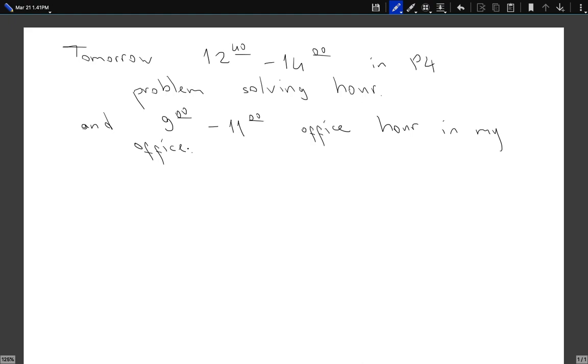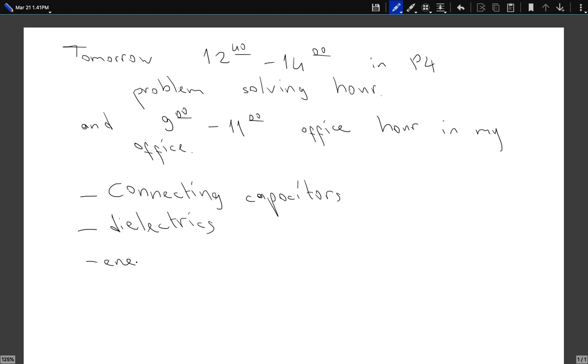Okay, so any questions before we continue about the potential, about anything else that's covered in the exam? Now, you had received the email on Monday that the capacitors is also included in the exam. So what we need to discuss today is connecting capacitors, dielectrics, and energy stored in capacitors. Any questions you have before we start? If you remember, on Monday we had already started discussing the capacitors.